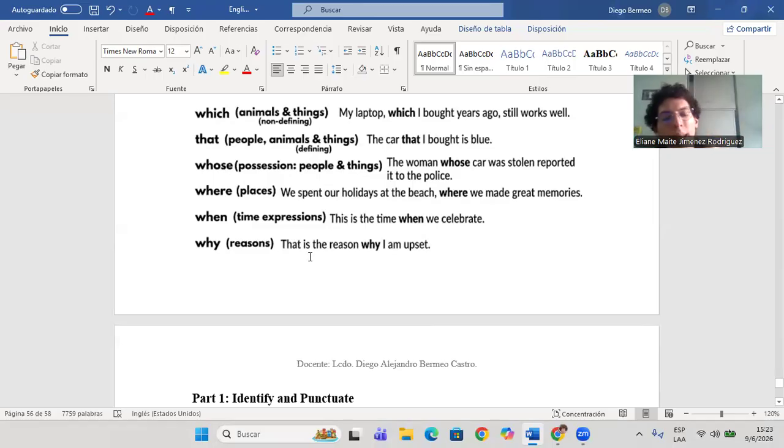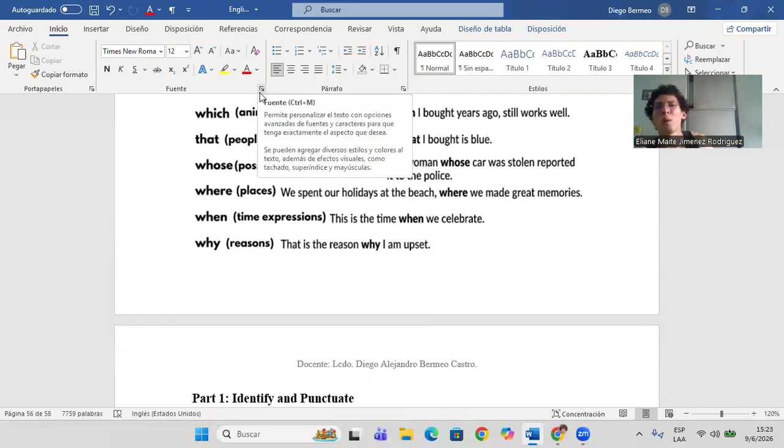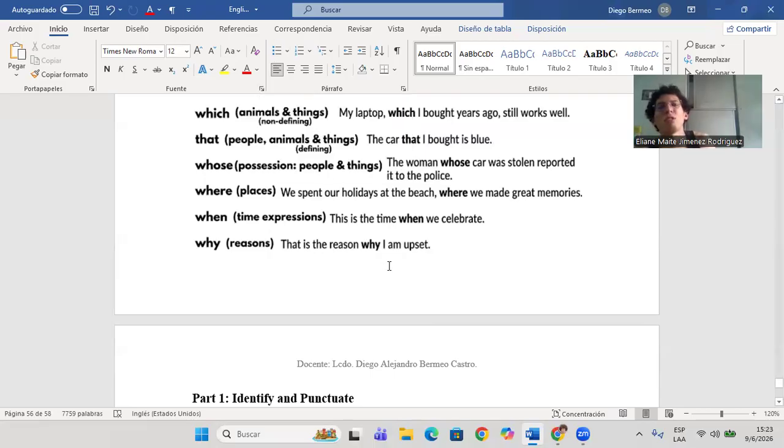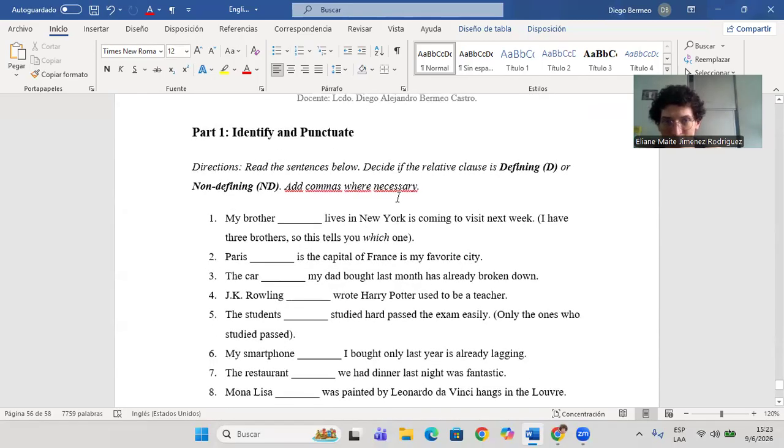You need that. The last sentence, that is the reason why I am upset. This is a defining clause, definitely. We can notice it is not between commas, and also if you delete why I am upset, you just simply say that is the reason. That is the reason. It sounds completely weird. That is the reason for what? You're not explaining, you're giving no context.